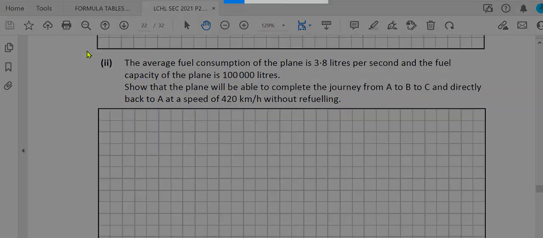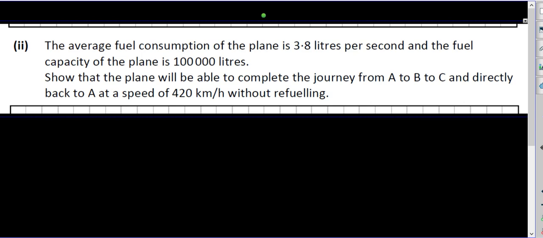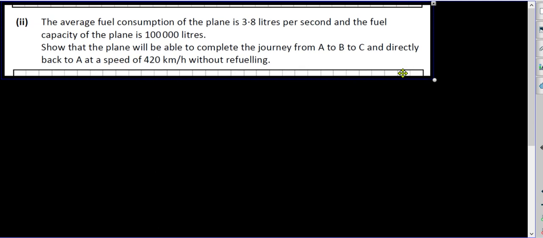So what is it that we are looking at? They are telling us the details about the plane's fuel consumption, and then they are saying, check whether it will be able to do the flight. So how am I going to do that? We are asking whether there will be enough fuel for it to fly all this distance. We know how much fuel it uses: 3.8 liters every 1 second.